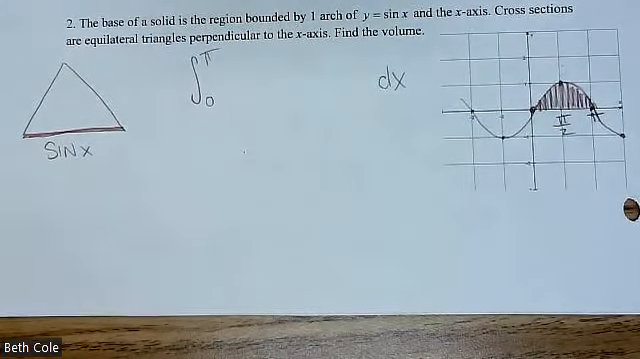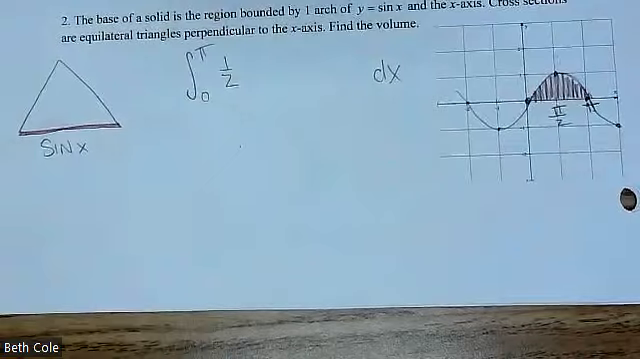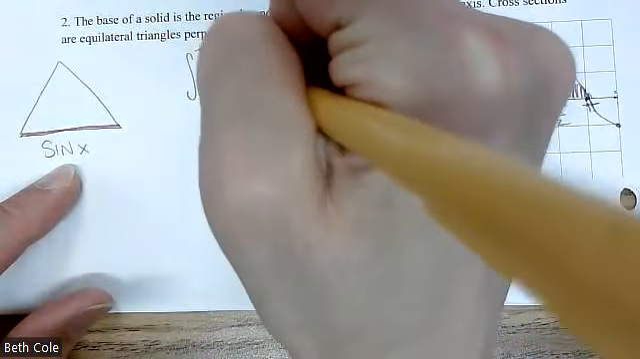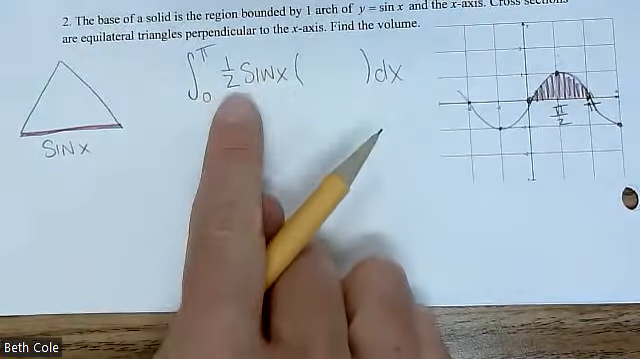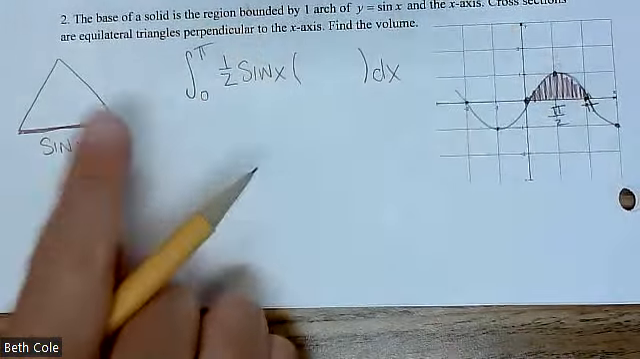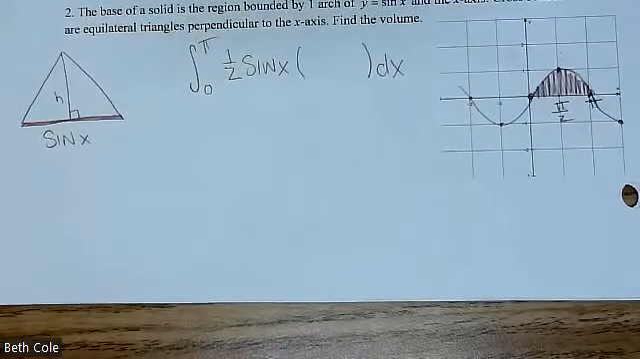So how do you do an area of a triangle? Good. 1/2 base times height. Base is sine of x. We're missing the height. The base is sine. We need to find this height, which as a heads up, is going to be a little bit of work, okay? But I believe in you.